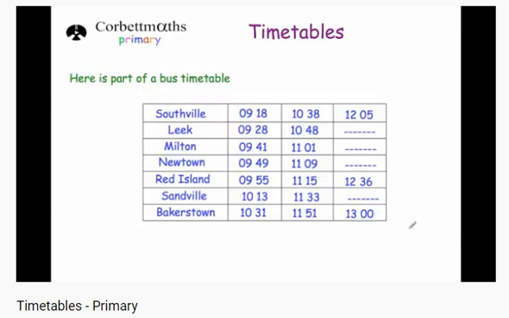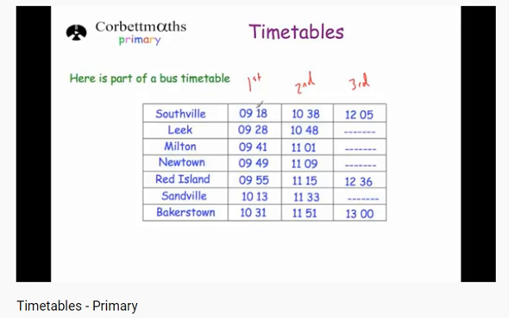So here we've got a typical bus timetable, and you've got the towns on the left hand side: Southville, Leek, Milton, Newtown, Red Island, Sandville and Bakerstown. And they're all the places that the bus will stop. And there's going to be 3 buses because there's 3 columns. This is the first bus, this is the second bus, and this is the third bus.